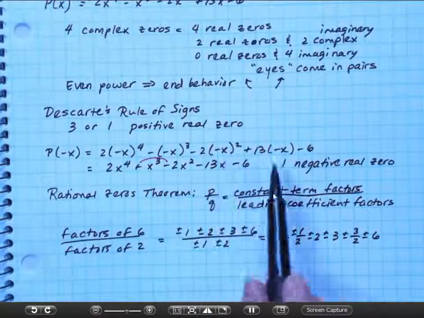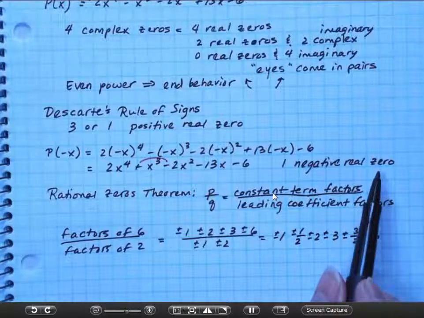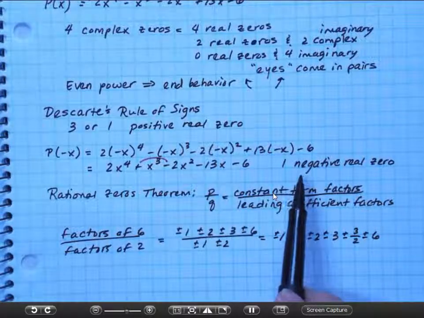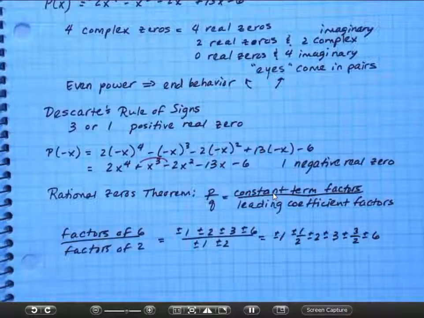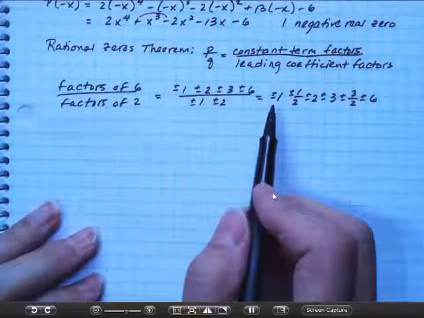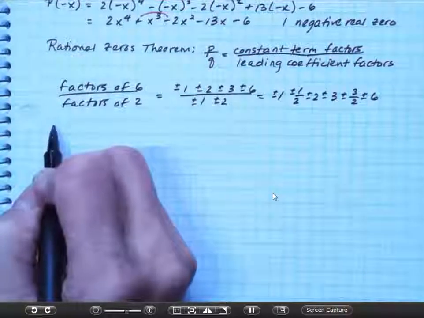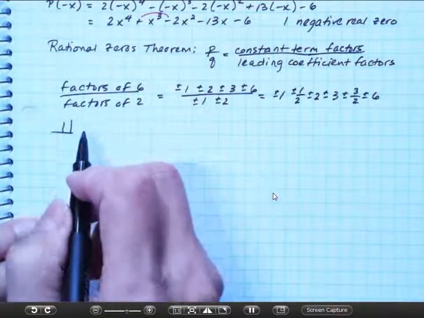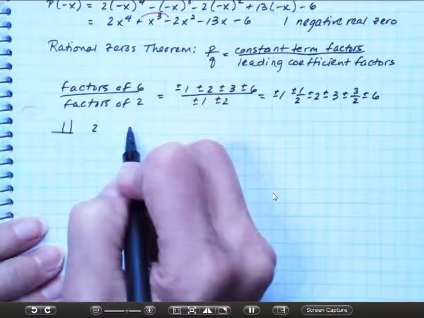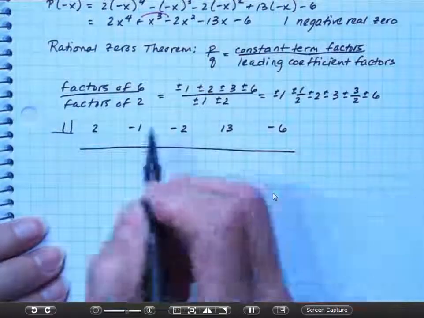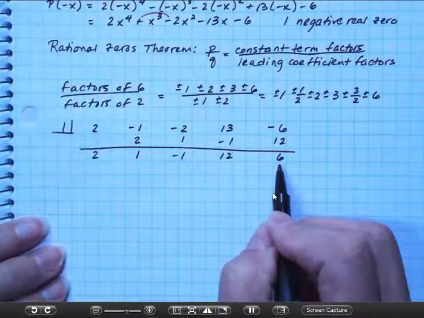And I'm going to have 1 negative real 0. So I can either start on the positive or the negative side. And I'm just going to pick the positive because that seems to be easier for me. And I'm going to start off with my integers because those are easiest to use synthetic division on. So I'm going to take 1 and synthetically divide it into my original function, which I'm writing down now here. And I'm going to come up with 6 as my remainder.